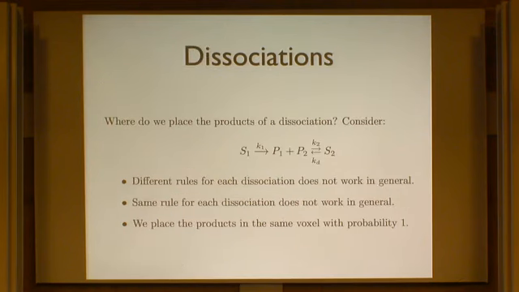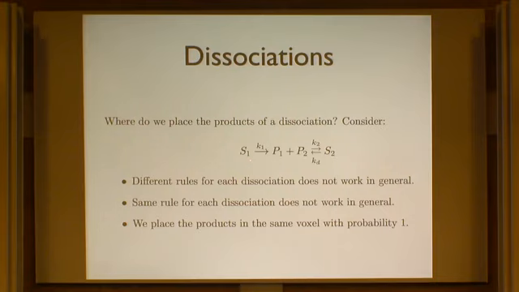The first thing we have to do is consider dissociations, because how we handle dissociations will affect how we derive the reaction rates in this case. So the question is, following a dissociation, where do we place the products? And this is not completely straightforward, actually.